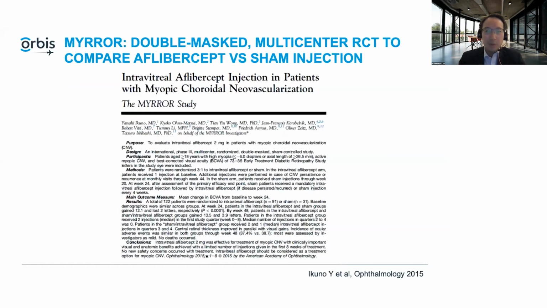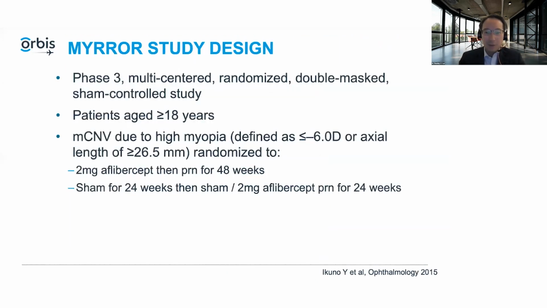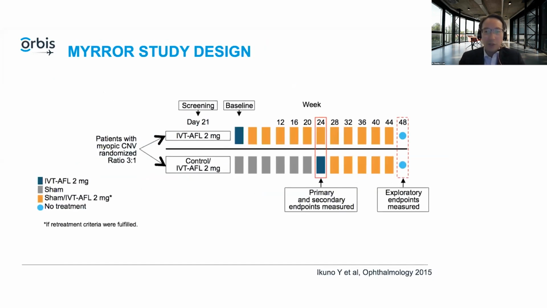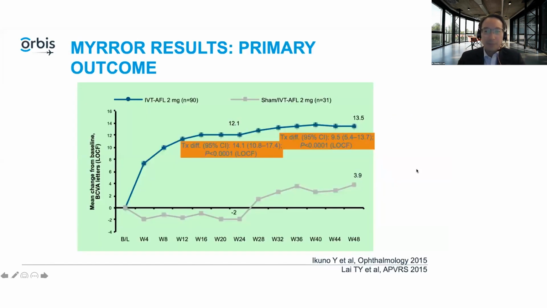Another study is the MIRROR study, which looked at aflibercept for myopic CNV. It's a phase 3 study where patients were randomized to 2 groups, aflibercept versus sham injection. You can see one initial aflibercept injection, 2 milligrams, and then as-needed treatment. The control group had sham for the first 6 months, and then they were eligible to switch to aflibercept.